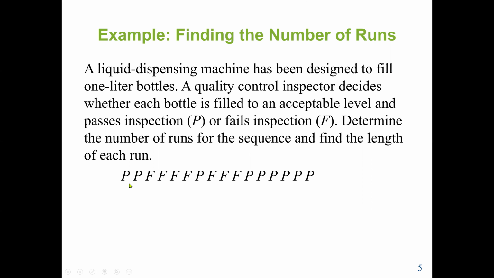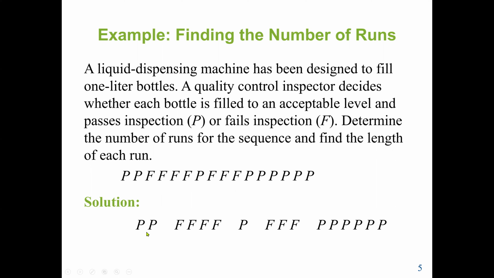Now the length of the sequence will be 1, 2, 3, 4, 5, 6, 7, 8, 9, 10, 11, 12, 13, 14, 15, 16. So we have 16 as the length. Now the question said we should determine the number of runs for the sequence and find the length of each run. For example, we have PP, so it's 1 run, and the sequence is PP. Then next we have 4 Fs, the sequence is FFFF. So this will be the solution.